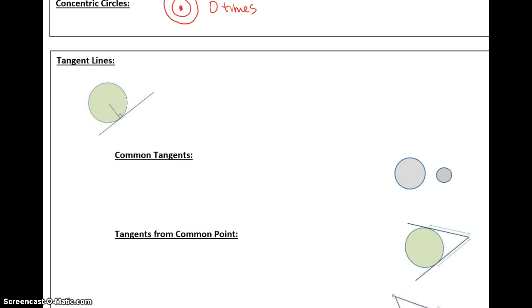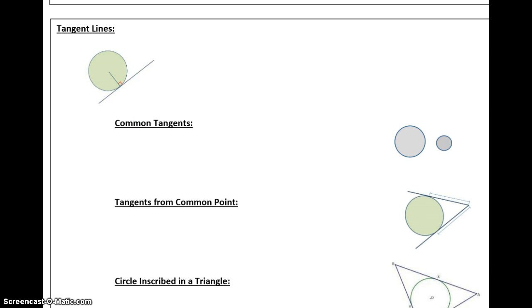A little bit further down, you'll see tangent lines. You'll notice we have a tangent, and it touches the circle, of course, just one time, and we have a radius drawn from the center. You'll notice that there's a 90-degree marking. That is true. Tangents are perpendicular to the radius where they intersect.